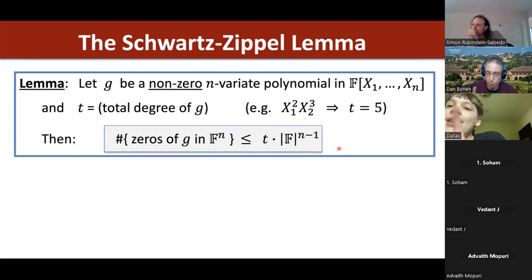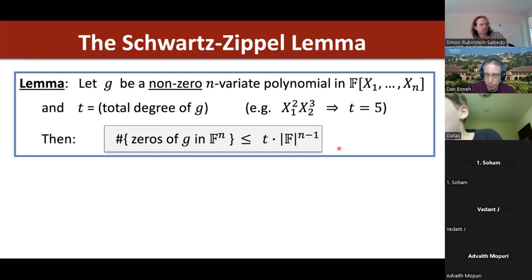And to be clear, the total degree is not like you take all the terms and all the exponents and add it up. You have a total degree for each term, and then you take the maximum of all the total degrees of each of the terms. Exactly. That's the total degree.